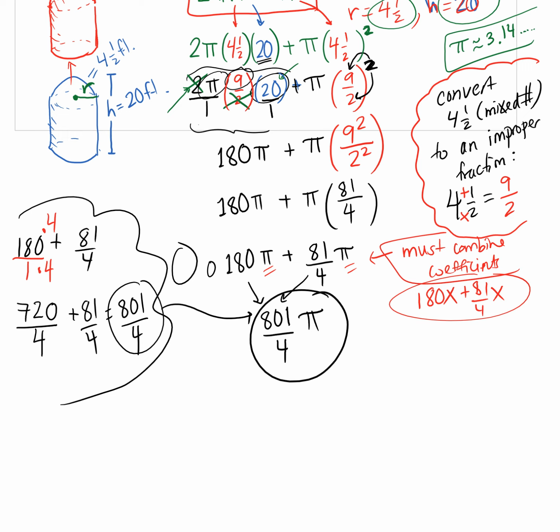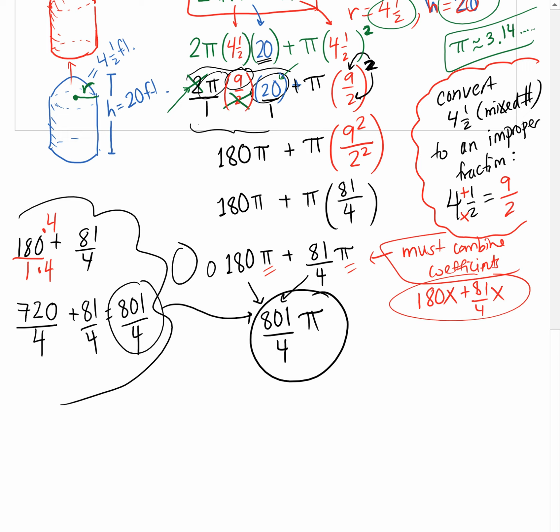You'd use a calculator, say what's pi, multiply that by 801 over 4, and get some kind of decimal answer. That would probably be more useful. But in math, we like to keep it, look, this looks really pretty. This is not a decimal answer, this is an exact answer.